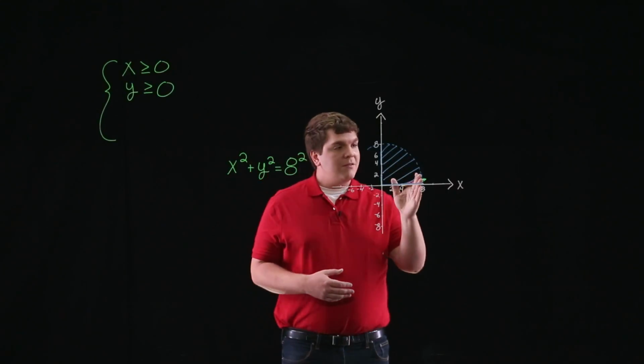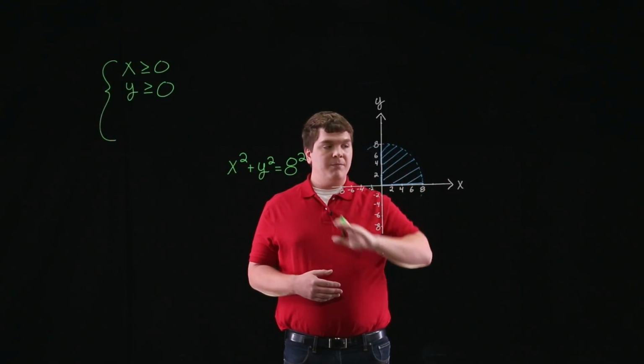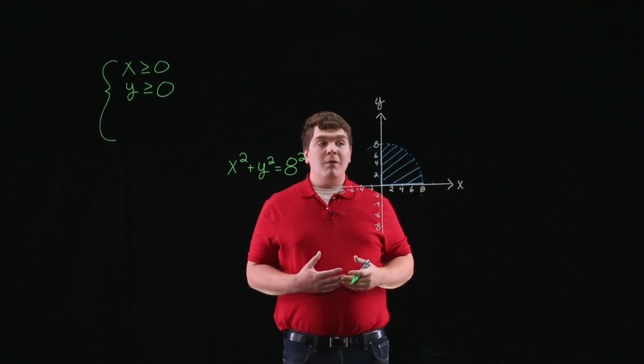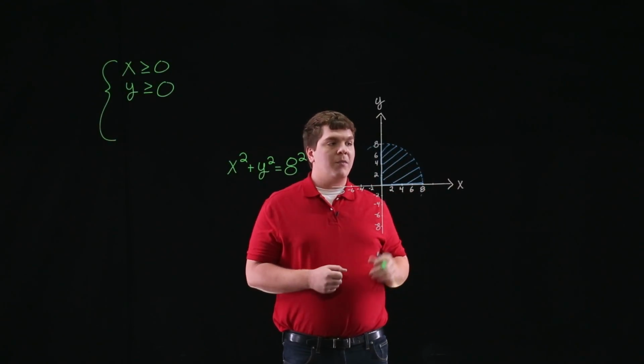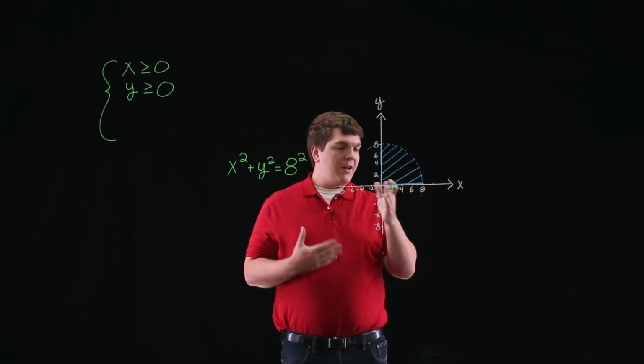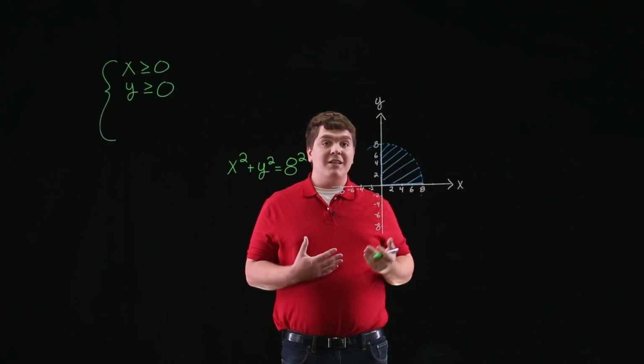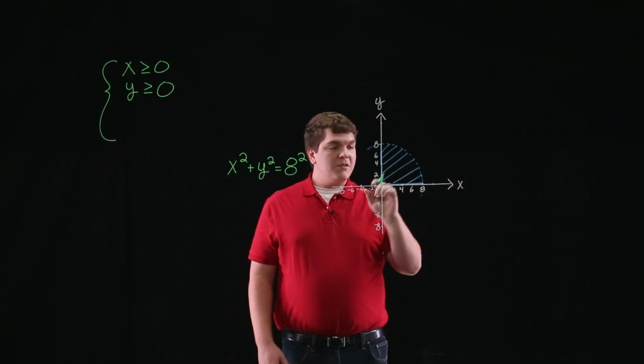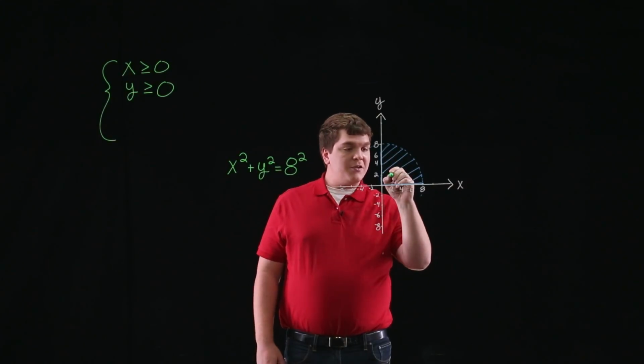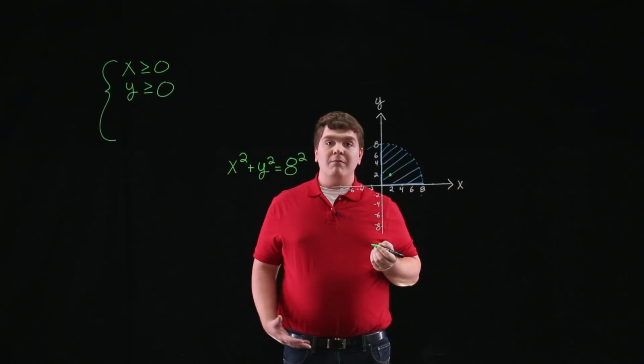Now, this equation gives us the boundary of our circle, and we want to turn that into an inequality. So we know that all of these points have to satisfy our inequality. So first, let's choose a point that's in our shaded region. Let's choose the point (2, 2).